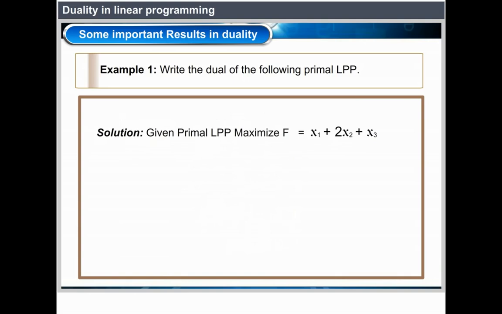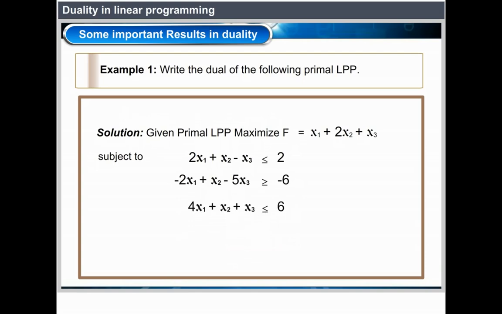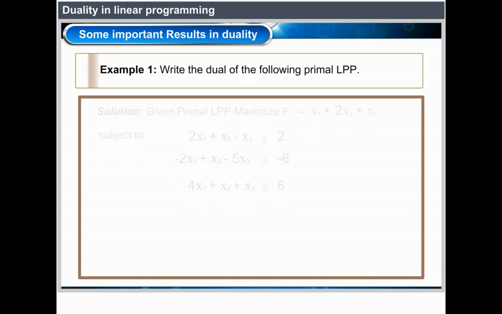Solution. Given primal linear programming problem, that is called LPP, maximize f equals x1 plus 2x2 plus x3, subject to 2x1 plus x2 minus x3 less than or equal to 2, minus 2x1 plus x2 minus 5x3 greater than or equal to minus 6, 4x1 plus x2 plus x3 less than or equal to 6, and x1, x2, x3 greater than or equal to 0.